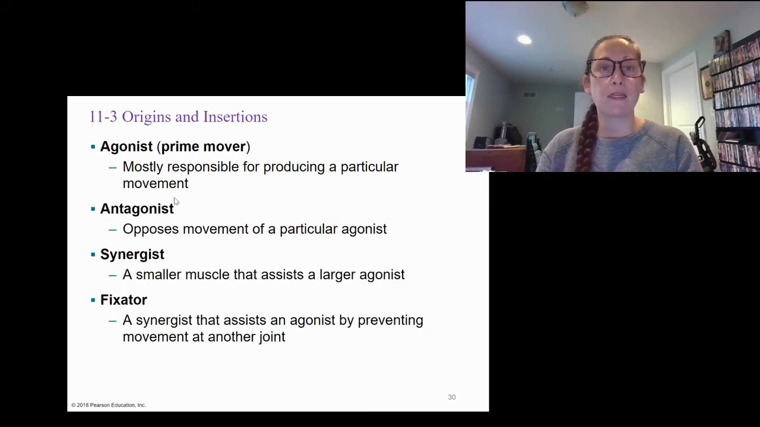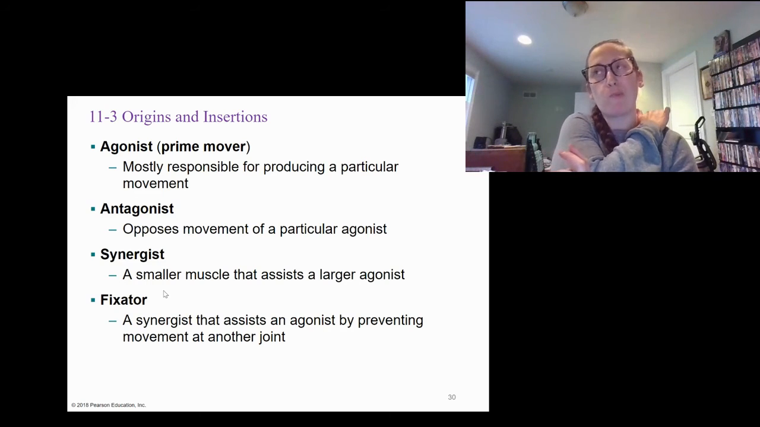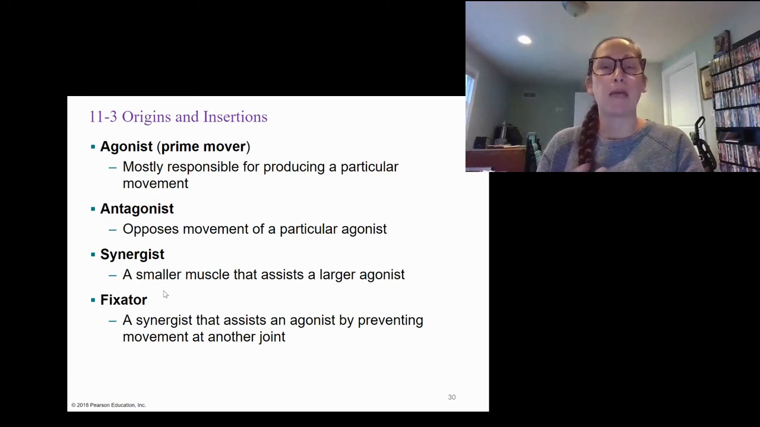Note that these are not necessarily things you have to memorize, but it's always helpful to know who provides the main action or the prime moving for a particular action within a muscle's job. Okay.